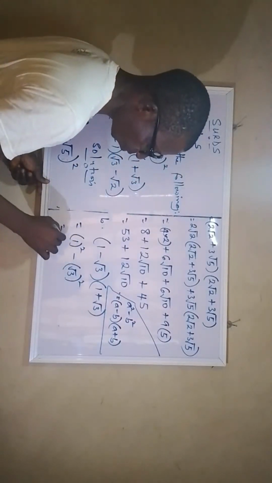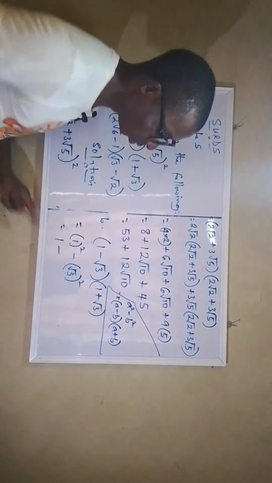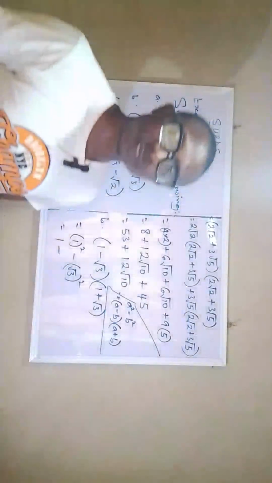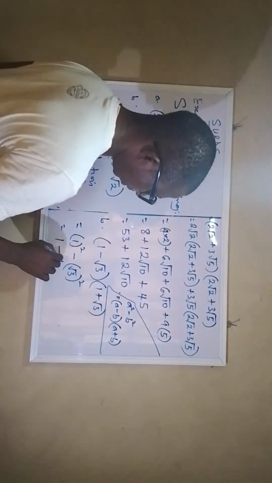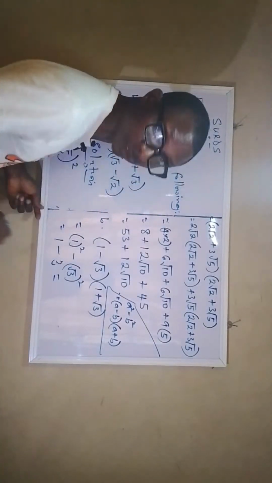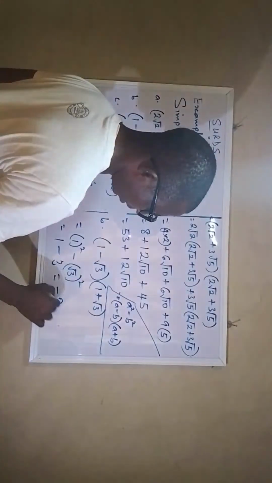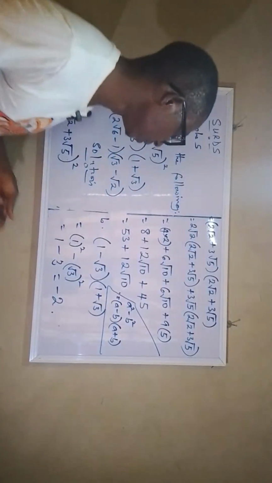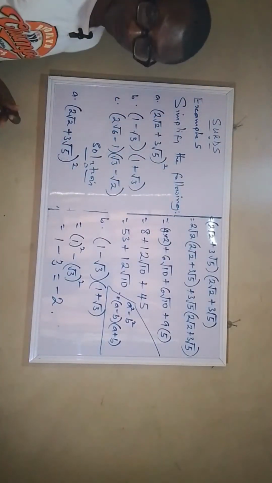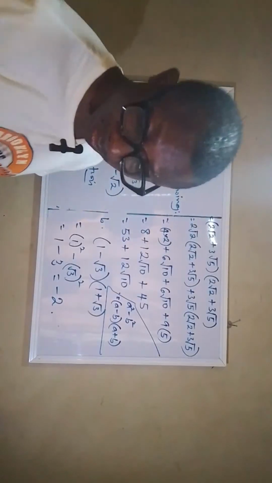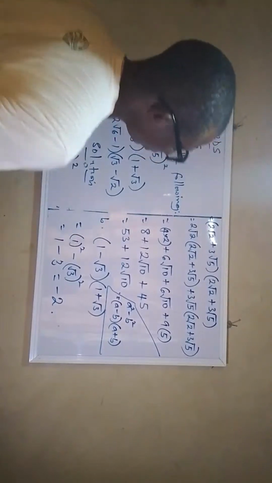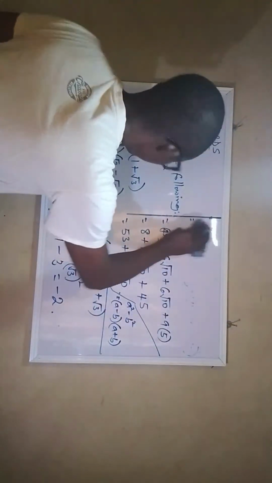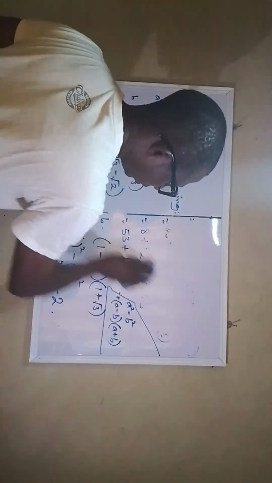So that's going to be 1 minus. So square root of 3 times square root of 3, that's going to give you 3. We said that earlier. So we have 3. So 1 minus 3. So that's going to give you minus 2. So that is the answer to the second part of the question. Now let's look at the third part. The third part of the question.